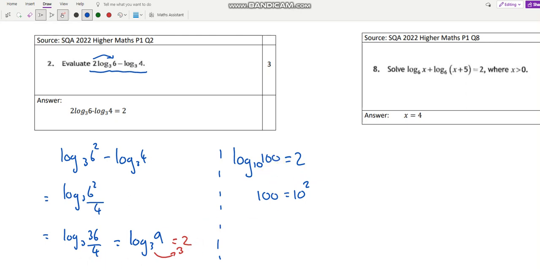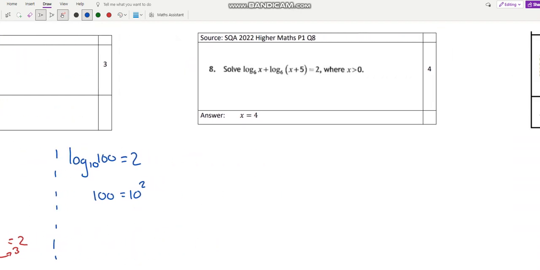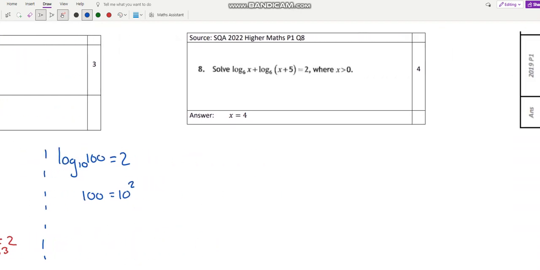So that's a very quick start to logs, and I hope you see that if you get this question, it is quite straightforward actually. So same again, they've tried to make it look a bit more complicated now though, because they've thrown in an x plus 5 here, but let's just do the same again.